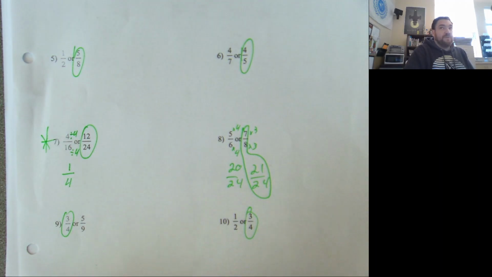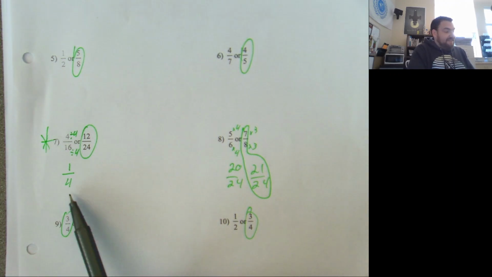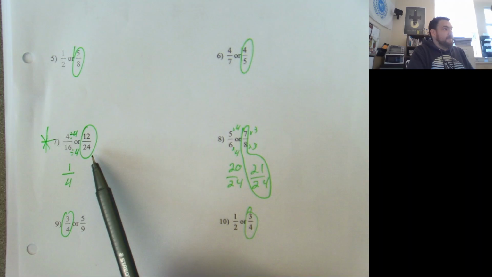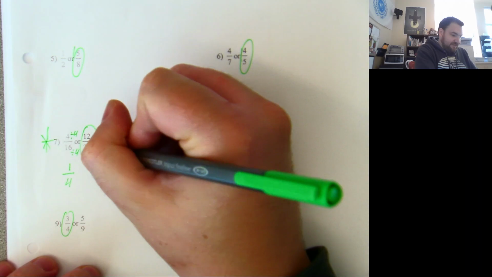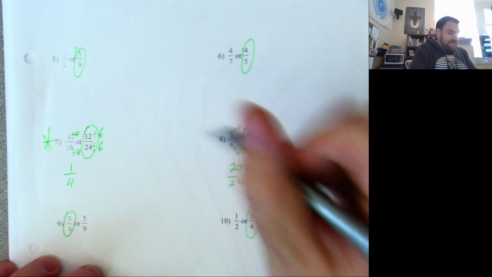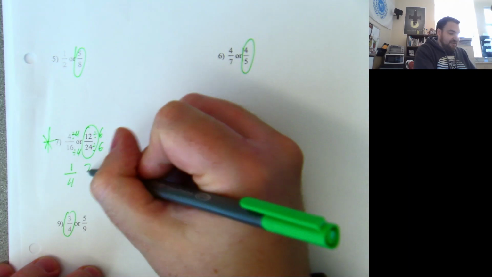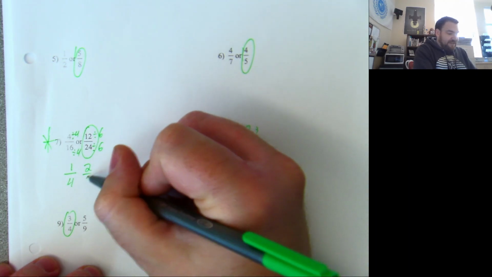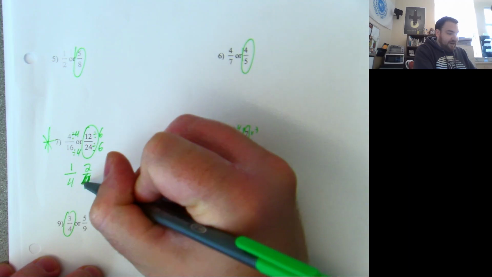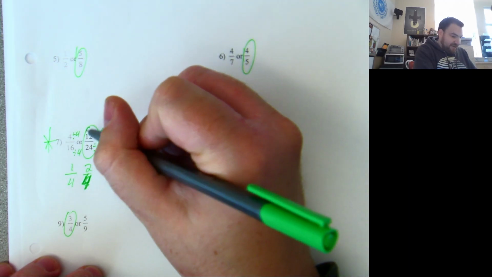What can I divide 12 and 24 by? Preferably to give me a same denominator. What can I divide 24 by to get 4? Danny? 6 is correct. Divide by 6. 12 divided by 6 is 2. 24 divided by 6 is 4. Oh, look! There's the bigger one.